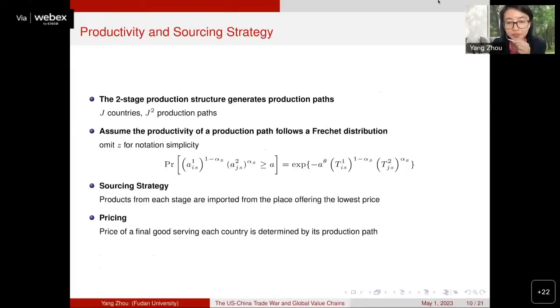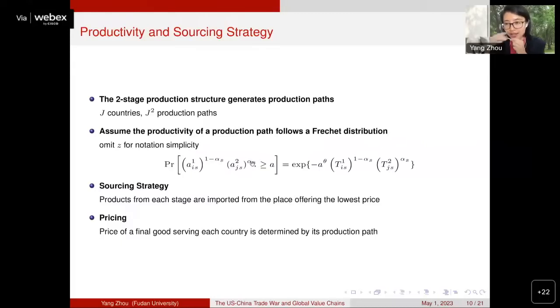So this is a 2-stage production structure. I have J countries in it, which means there are going to be J squared production paths. This project relies on an assumption on the productivity of a production path. This is the unit factor requirement at stage 1, and this is the unit factor requirement at stage 2. The exponent is the share of stage 1, and this is the share of stage 2.